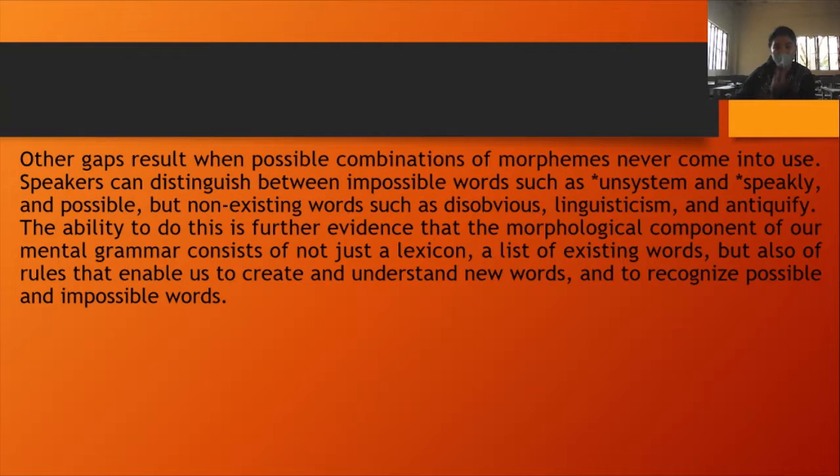linguistism, and antiquified. The ability to do this is further evidence that the morphological component of our mental grammar consists of not just a lexicon, a list of existing words, but also of rules that enable us to create and understand new words and to recognize possible and impossible words.